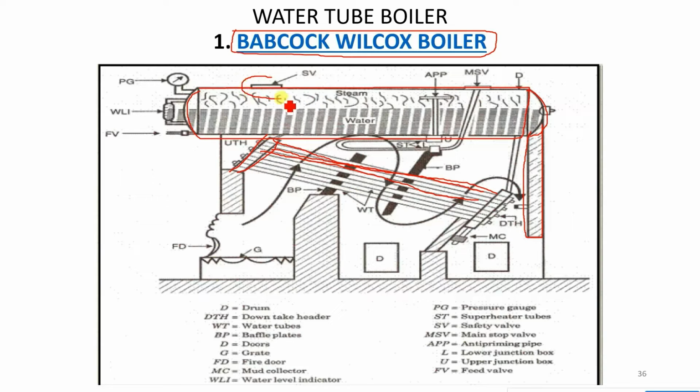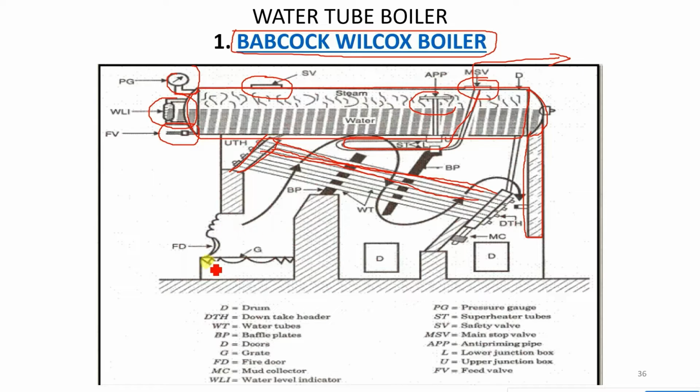This is a safety valve mounted on the chest of the boiler drum. Pressure gauge, water level indicator, fusible plug, check valve, anti-priming tube. Then this is the superheater. Then the main stop valve, from this end steam enters the application area.